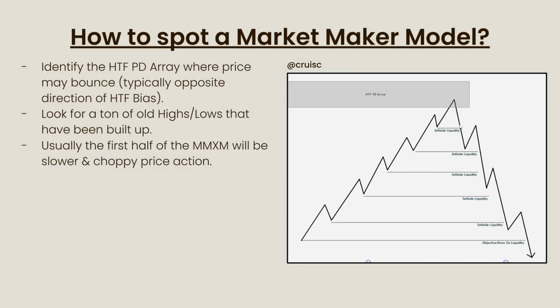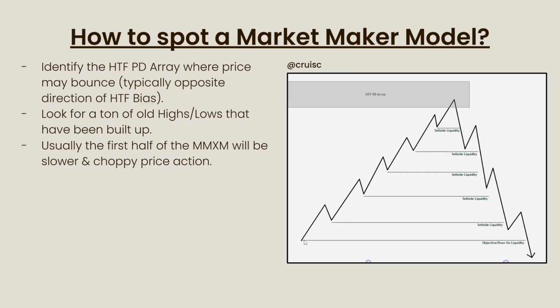So then we quickly run all these old engineered lows to the objective or draw on liquidity that the market has. One way that you know that a potential market maker model is coming up is if we have a ton of old lows or highs. Now, you do need to make sure that you're not pattern trading this and just entering whenever you think, because a lot of the time you will get stopped out and you will lose. So make sure that you are using a proper entry model. We need to be looking for a ton of old highs or lows that have been built up.